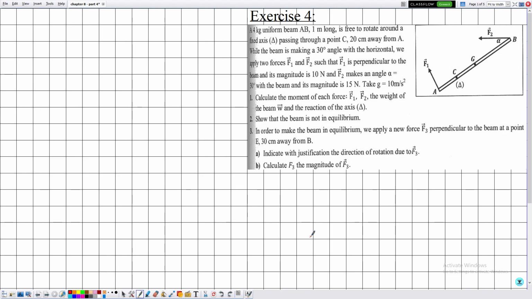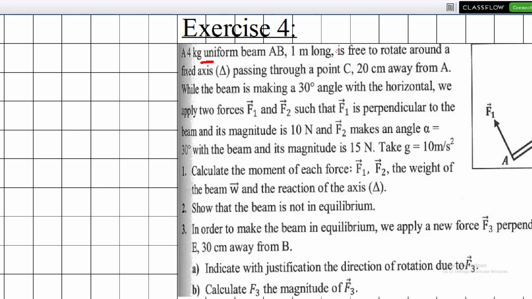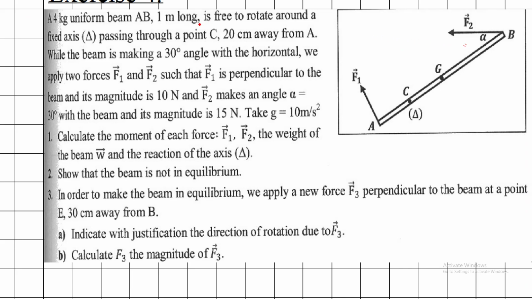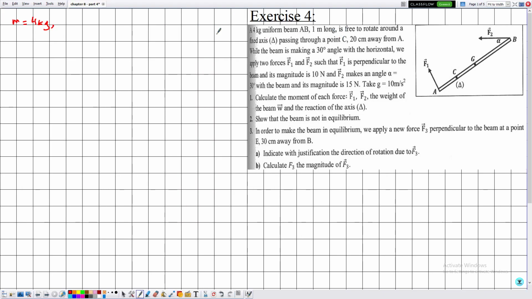So we have reached part 4 of chapter 8, which is the chapter of Newton's second law for rotation for grade 11 students. We have reached exercise number 4, in which they are telling me a 4 kilogram uniform beam. Then the mass is given by 4 kilograms. By uniform beam, it means that the mass is distributed uniformly along the beam and 1 meter long.